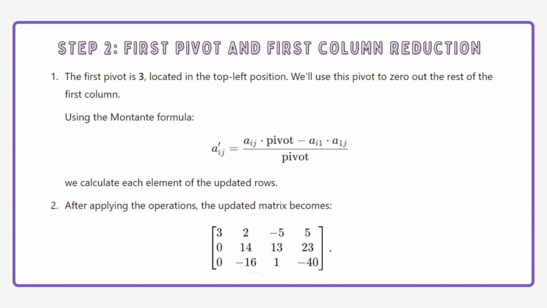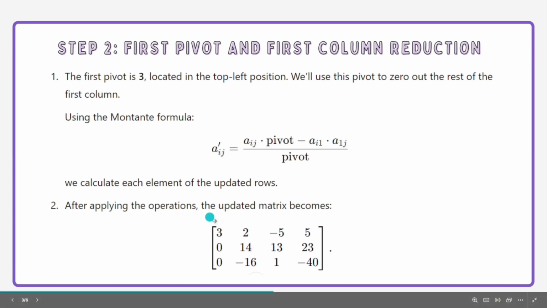In the Montante method, we work step by step, clearing one column at a time. This element that we have right here is called the pivot. The pivot is the element that is always in the top left corner. Here our pivot is the number 3. So using this pivot we will zero out the first column, that is this one, of the second and third rows. As you can see here, we already have the zeros on the second and third row.